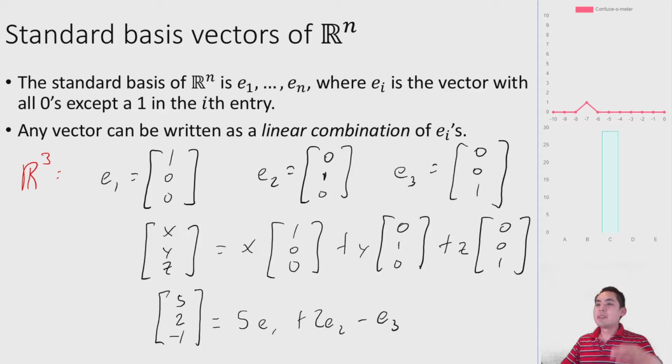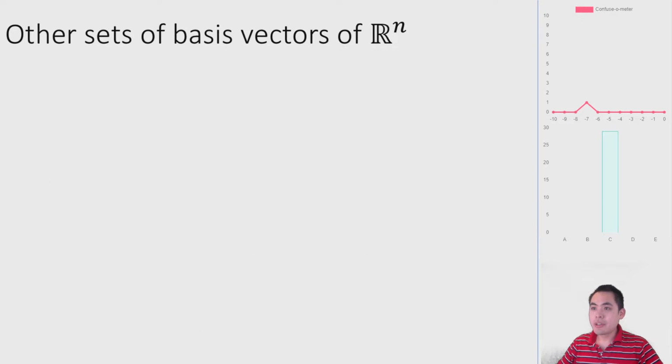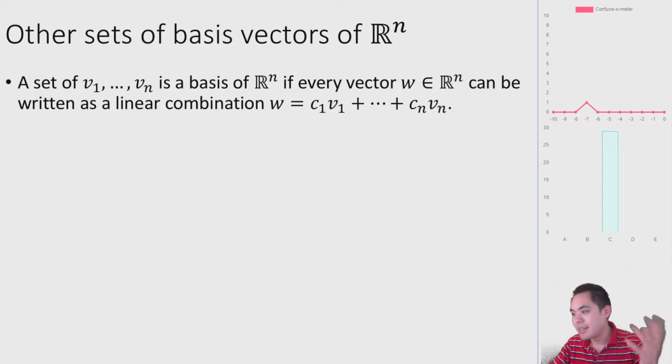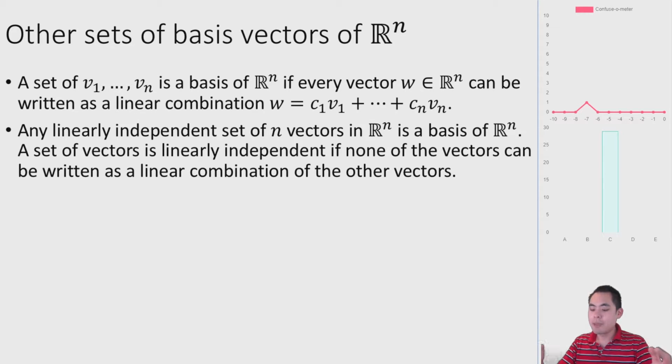But now you might ask, the whole point of a basis is that you can write any vector as a linear combination. Are there other sets of basis vectors? And the answer to that is yes. In fact, there are infinitely many, as is often the case in math. So if you have any set of n vectors such that you can write every vector as a linear combination of them, then that is called a basis of Rn. And it turns out that if you have any linearly independent set of n vectors in Rn, then you have a basis. Remember that a set of vectors is linearly independent if none of the vectors can be written as a linear combination of the other vectors. Let's go ahead and give an example.